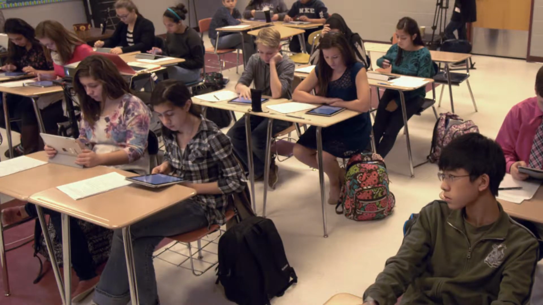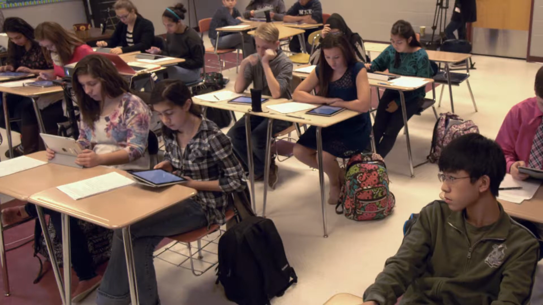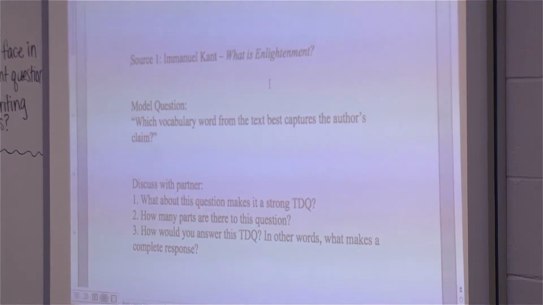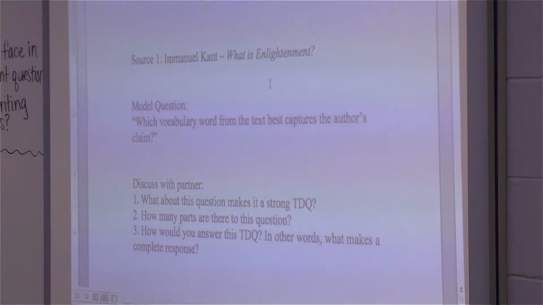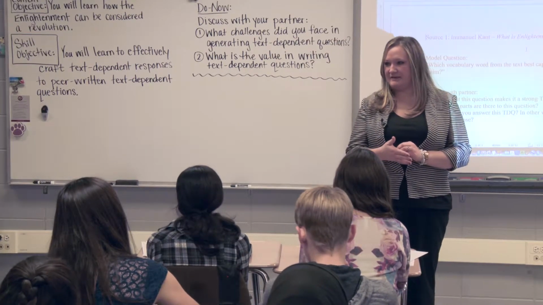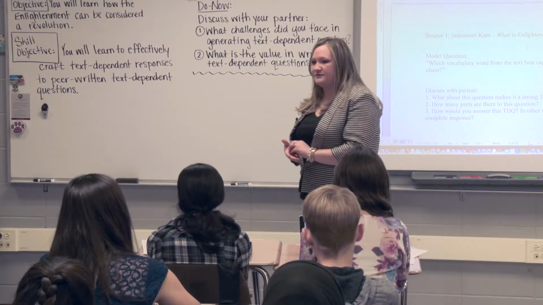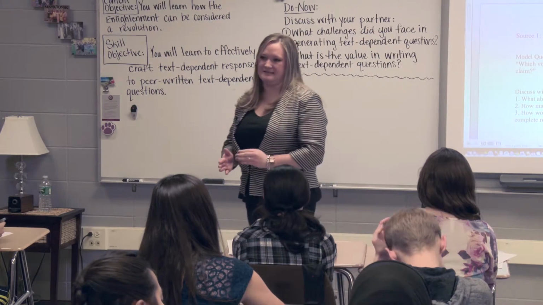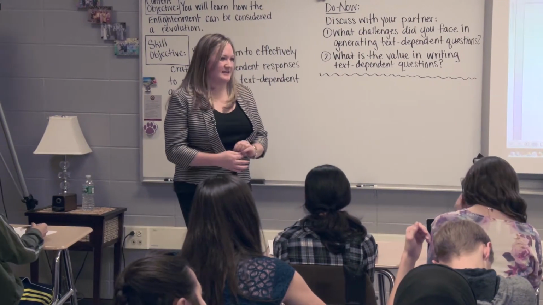So, today, we have 2 objectives again. Our objective is you will learn how the Enlightenment can be considered a revolution. In the past, I had you streamline your annotations so that they aligned with the objective. I also said to check your annotations to see if they matched the author's claim or provided any insight to the author's claim. Those were your annotations. What you'll do today is streamline your responses to match a concept.